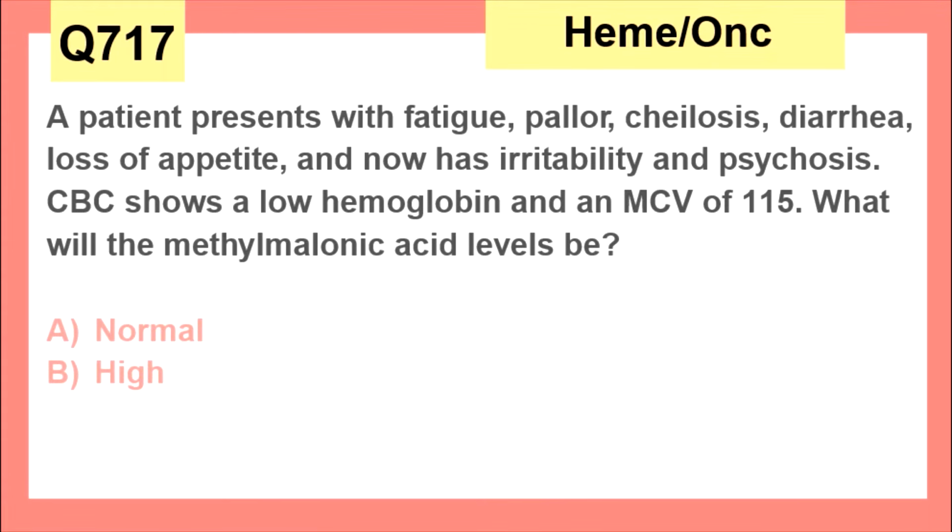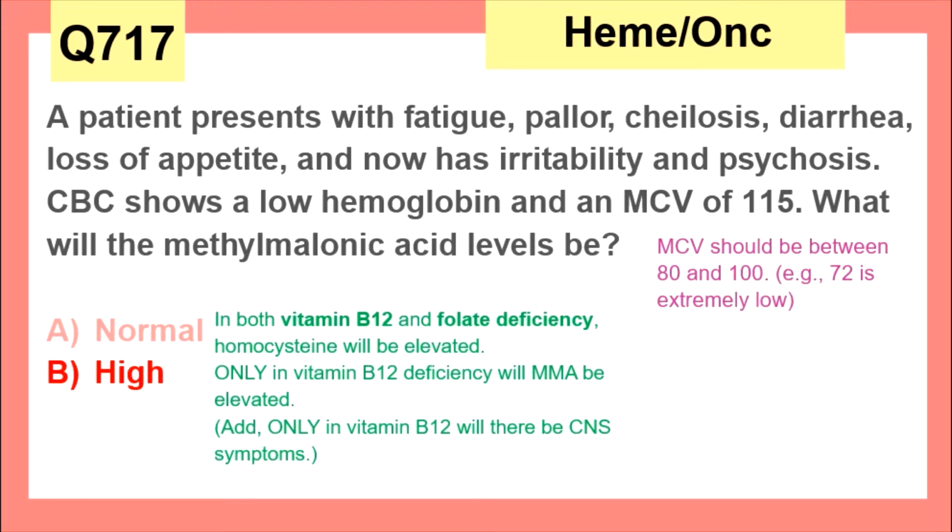717. A patient presents with fatigue, pallor, chylosis, diarrhea, loss of appetite, and now has irritability and psychosis. CBC shows a low hemoglobin and a high MCV. What will the methylmalonic acid levels be? So as you mentioned, in case where there's neurologic deficits, vitamin B12 deficiency, methylmalonic acid levels will be elevated. We normally don't see neurologic symptoms in folate deficiency. I just wrote a note over here that normal MCV is between 80 and 100, and therefore, for example, if a patient had 72, that would be considered extremely low.